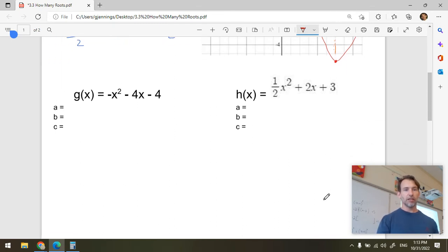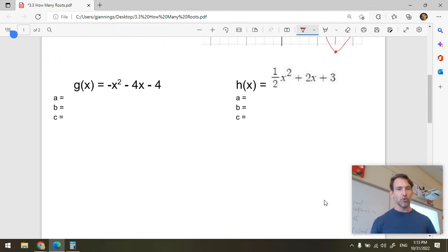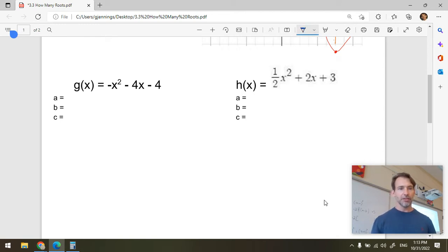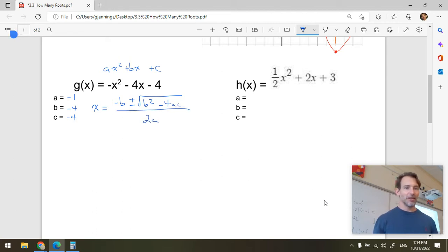Next, if we take a look at g of x is equal to negative x squared minus 4x minus 4. All right. Let's identify our a, b's, and c's. A is negative 1, because this is ax squared plus bx plus c. So b is negative 4, and c is negative 4. So we have our quadratic formula. x is equal to negative b plus or minus the square root of b squared minus 4ac over 2a. And then go ahead and just input these values to work out where this quadratic touches the x-axis.